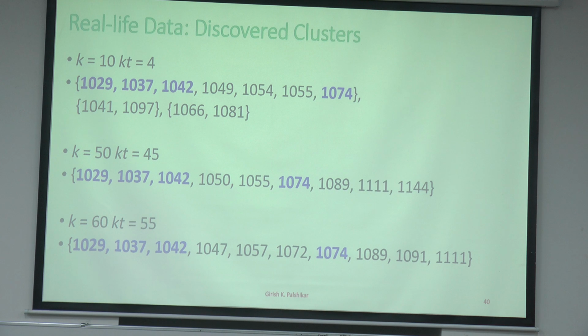Each one is a set of potential colluders. That's not the interesting part. The interesting part is I ran the algorithm with another parameter setting, k equal to 50, kt equal to 45. I got now only one set. I ran it with k equal to 60, kt equal to 55. Again, I got only one set. Still, that is not the interesting part. The interesting part is that the nodes in blue are occurring in all the outputs. No matter what I set the parameters for k and kt values, the 4 are always occurring together. Okay, that's the interesting part.